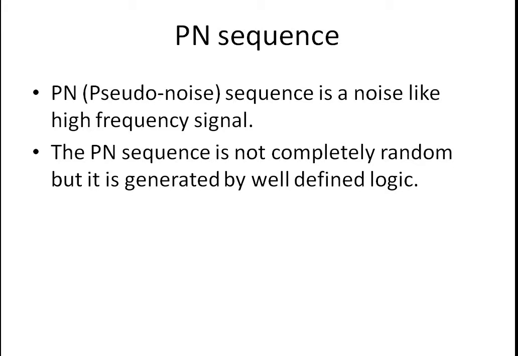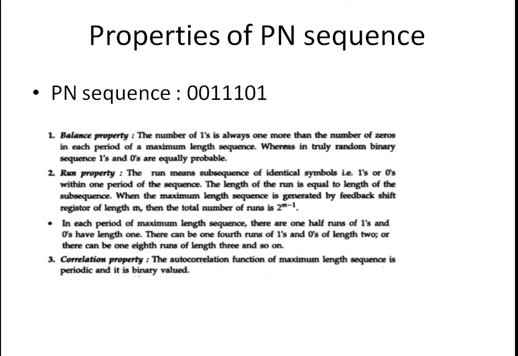What is PN sequence? PN sequence is a noise-like high-frequency signal. It is not completely random, but it is generated by well-defined logic. There are some important properties of PN sequence: balance property, run property, and correlation property.